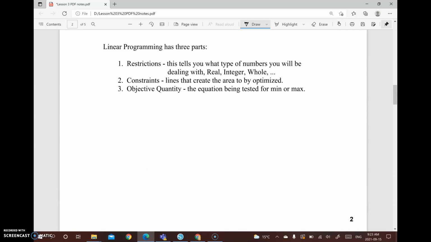Linear programming has 3 parts. Number 1, restrictions. This tells you what type of numbers you'll be dealing with: real, integer, whole. So for example, if we are trying to optimize our time, it can be measured as decimals or fractions, but it can't be negative. So we're dealing with real numbers that are 0 and above. So all are positive real numbers. So that is a restriction. Constraints are your lines that create the area to be optimized. So we get that solution region. And then the objective quantity is the equation being tested for our minimum or our maximum values.